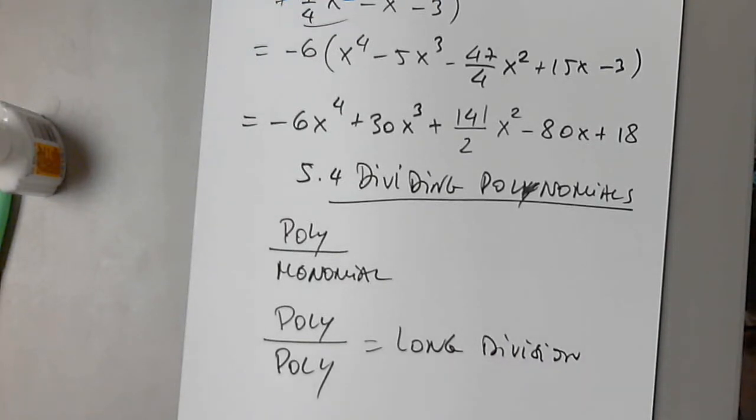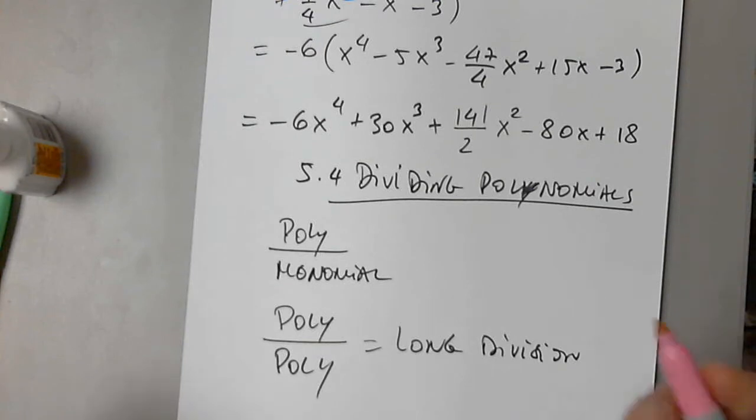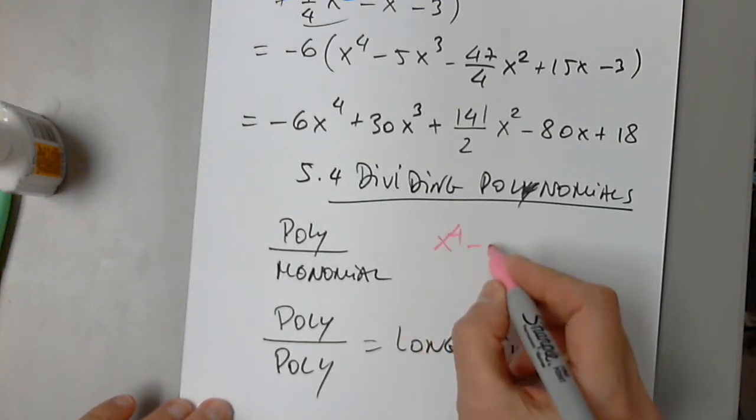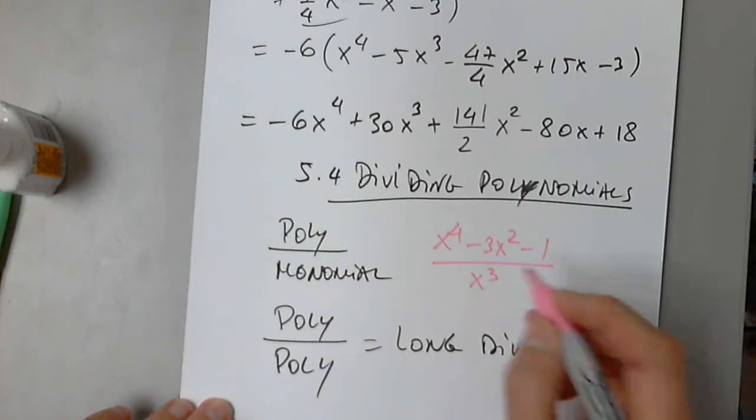I'm sure you remember it from other math classes. I just want to illustrate, such a division is not here, but I need to illustrate with one example. For example, let's say we have x to the fourth minus 3x squared minus 1 divided by x cubed.